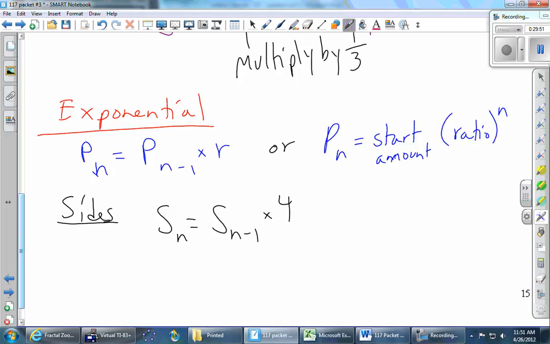From what I could see in last class, some folks wanted to take this formula right here, and they were trying to find a number to replace this P of n minus 1 with. Try to find something in the problem that you're supposed to stick there. You don't. It's just part of the formula. How many sides do you have now? I don't know. Find last year's number, last generation's number, multiply by 4. That's the formula. There's nothing else to replace there.